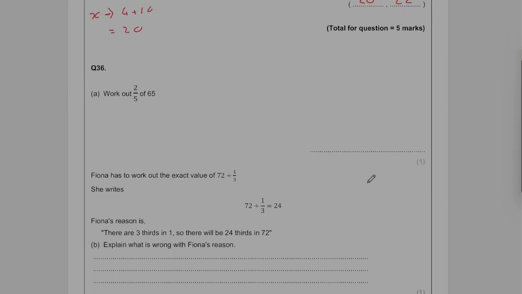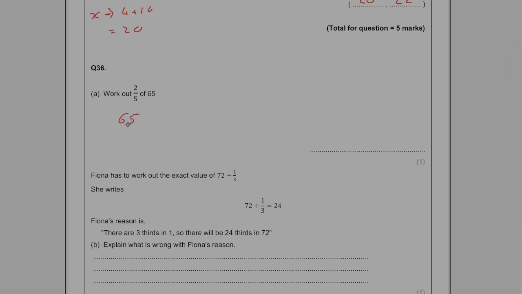Okay, question 36. Work out 2/5 of 65. So 2/5 of 65. The way I'm going to do this is 65 times by 2/5. And I could do the 65 times by 2 first. However, I'm actually going to treat it as that. So 65 divided by 5 is going to be 13. So 13 times by 2 is going to give us 26.